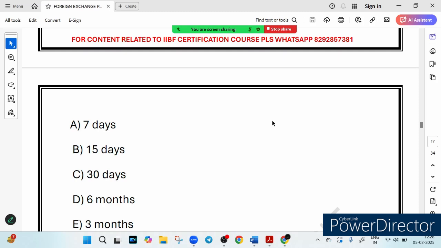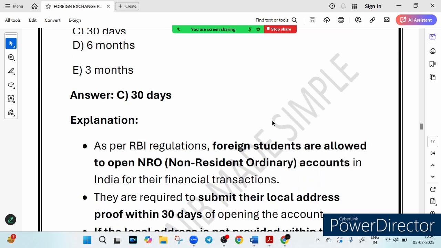30 days is correct. According to RBI regulation, a foreign student is required to provide their local address declaration within 30 days of opening a bank account. This rule helps banks ensure that they have the correct contact information for the student and can track their residential status. So the correct answer is 30 days. You must remember it, right? So this is the key takeaway.